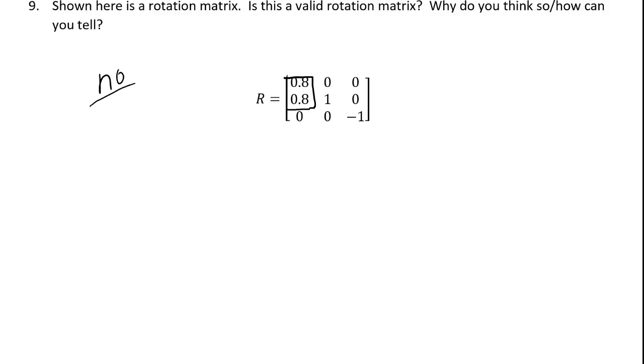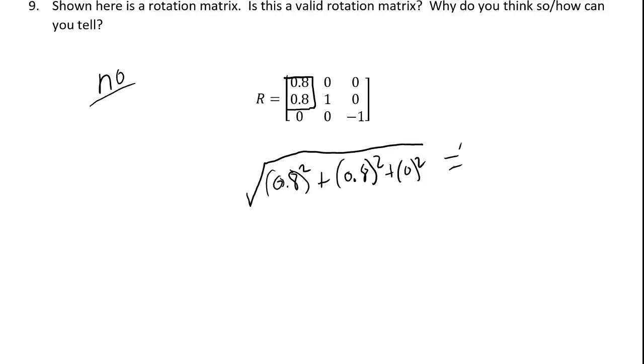Probably the easiest way to tell that this is not a valid rotation matrix is to recognize that if we take each of these numbers, there's 0.8, square it, and add up the squares of the other numbers in the same column or row, this does not equal 1. Remember that each column of a rotation matrix is telling us the projection of an axis on the x, y, and z axes of another frame.